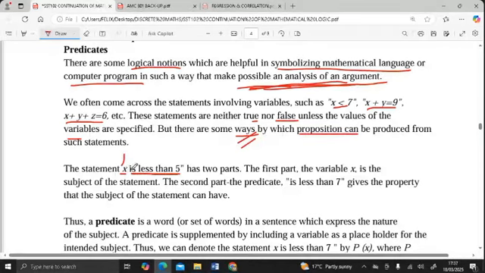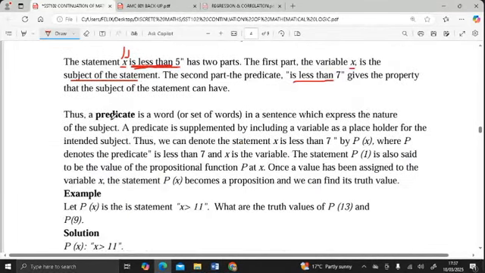We find that these statements like X is less than 5 or X is less than 7, as we've mentioned here, have two parts. We have X, which stands on its own, and then "is less than 5". You notice that this is the property that we associate X to. X is a variable, and this "less than" is exactly what we call a predicate. "Is less than 5" is a predicate. X is the subject of the statement, and the second part, which is "less than", is what we call the predicate.